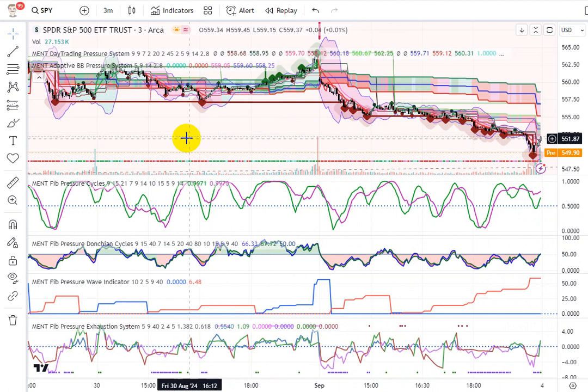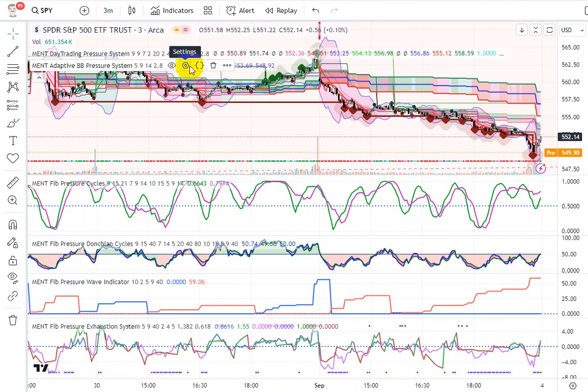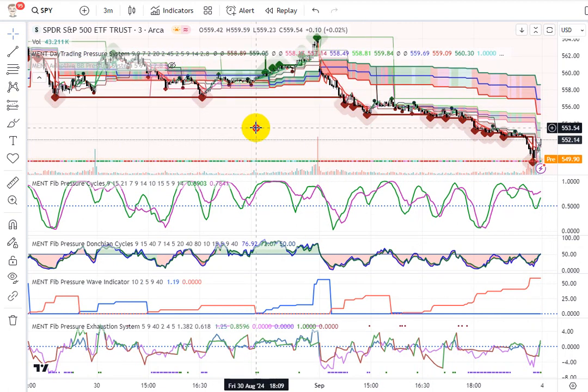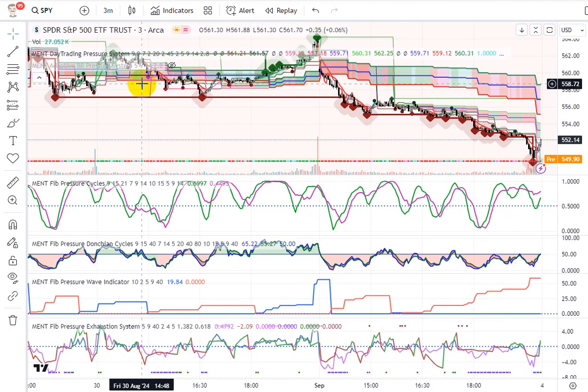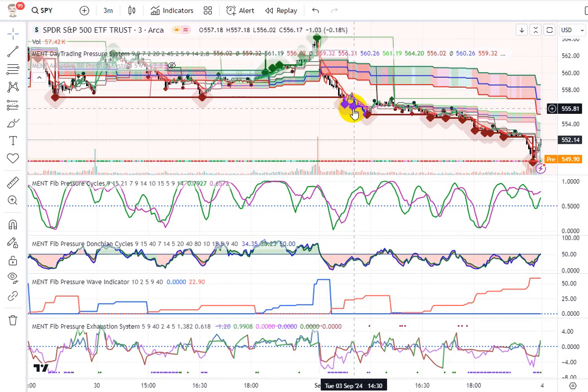So, first off, this is a chart with all the Gunslinger tools. We have the pressure system here. Let me turn the Bollinger Band system off. This is the pressure system, which is based on Fibonacci price theory. It draws these lines and levels called the 382 levels on the chart. Really, it's a measure of upper and lower 382 levels. It also marks what are called standout, unique, and ultimate highs and lows.